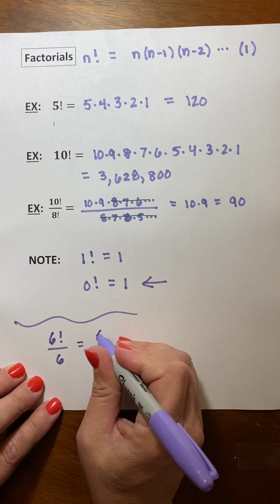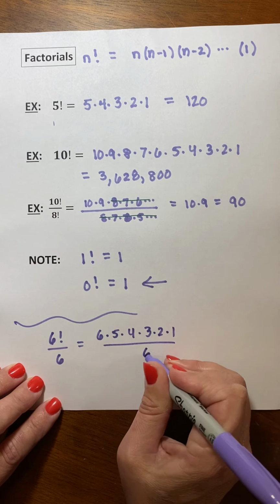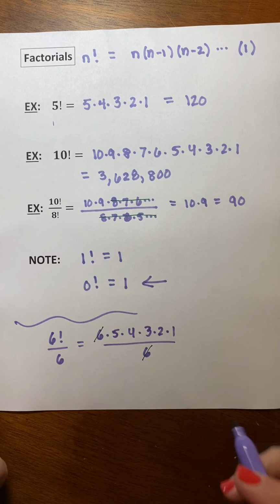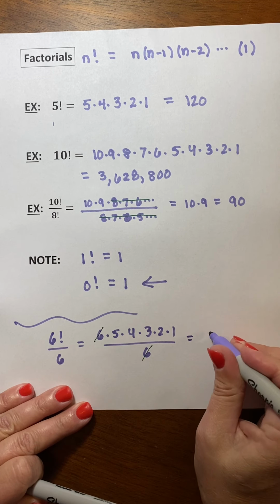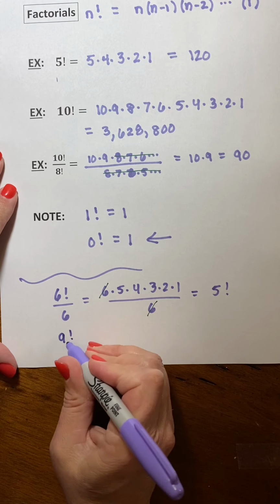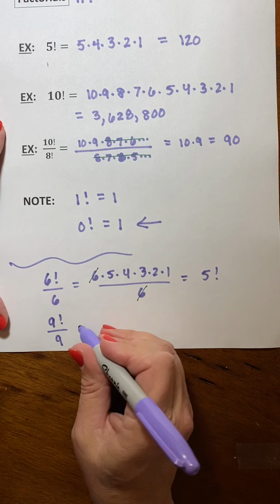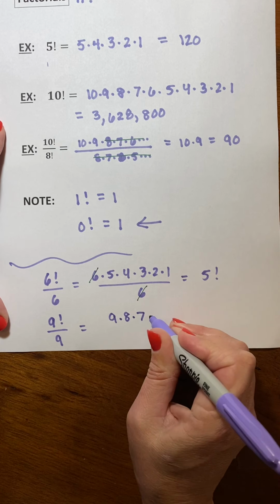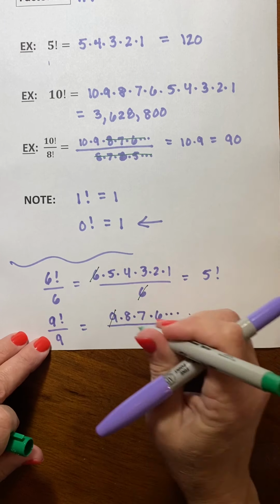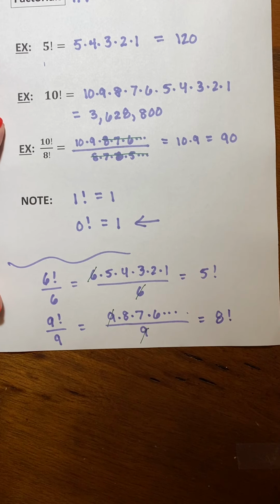All right, what is 6 factorial over 6? Well, 6 factorial is 6 times 5 times 4 times 3 times 2 times 1 all over 6, right? So you agree those cancel out, and it's just 5 times 4 times 3 times 2 times 1, which is 5 factorial. So what do you think 9 factorial over 9 is going to be? It's 9 times 8 times 7 times 6 all the way down, all over 9. This time the 9s are going to cancel out. So the result is just equivalent to 8 factorial.